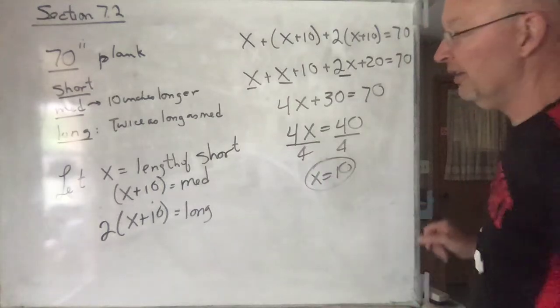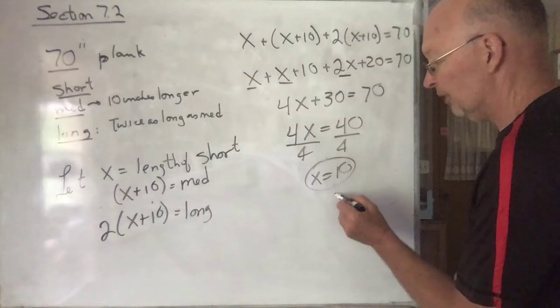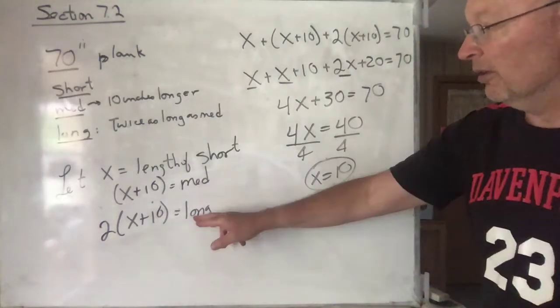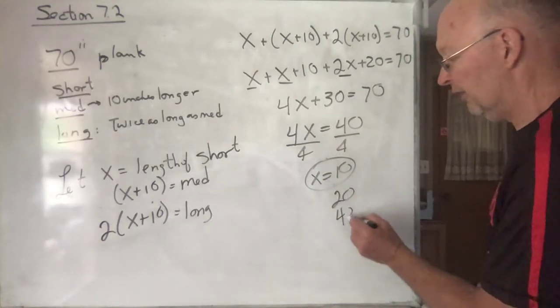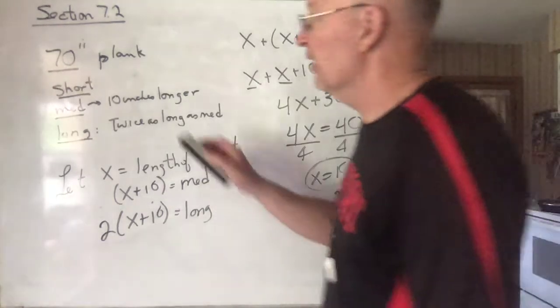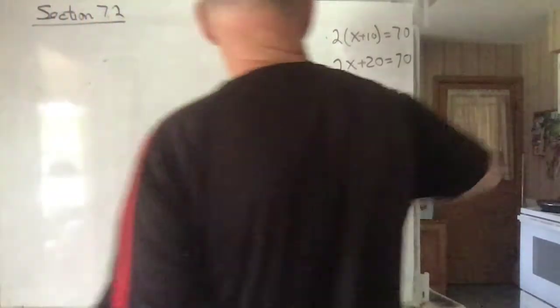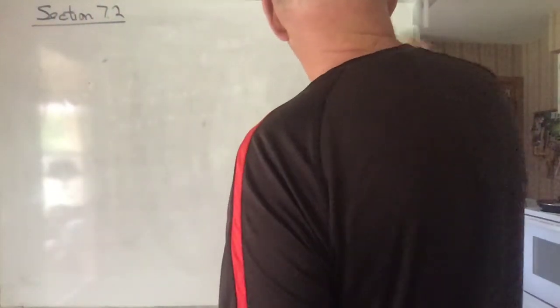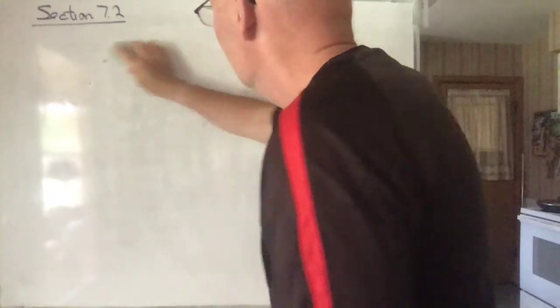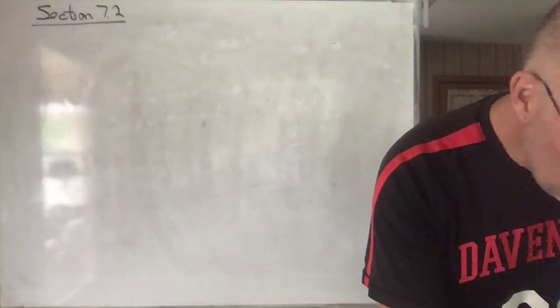So there's your short piece, which we had before. The medium then would be 10 more than that, which would be 20. And the long one is twice that, which would be 40. So either way works. There's nothing magic about making a choice. Sometimes one ends up being a little bit easier than another. So as you get good at these, you start being able to think ahead and see which one might be algebraically easier. But they all should work.